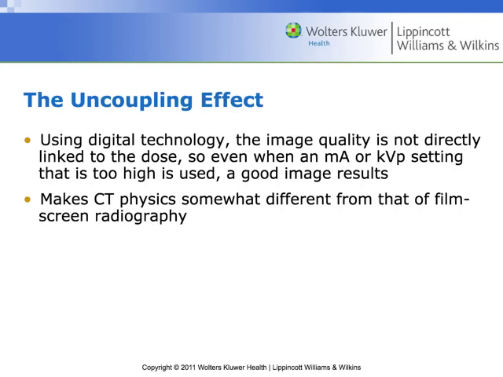So even when an MA or a KVP setting is too high, we will still get pretty pictures. In the past, with film radiography, you could actually burn the image out. The technique could be too hot, right? And then you would no longer see an image. With digital radiography and with CT, because it's using a computer detector to detect the remnant beam, we cannot burn that computer detector out. It just continues to detect. It will just keep on detecting. So we can have a dose that's too low, but we can't have a dose that's too high.